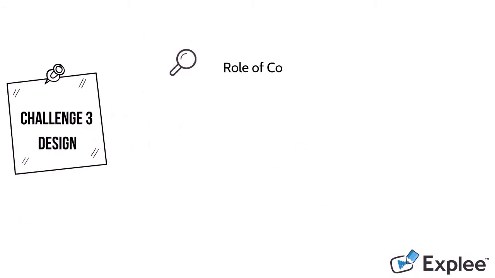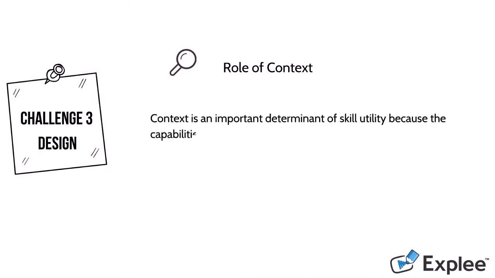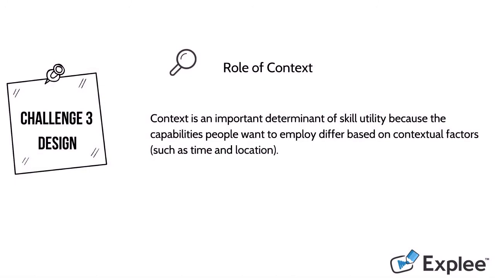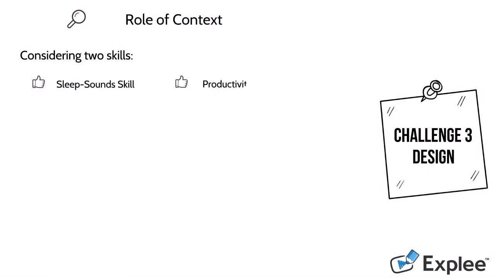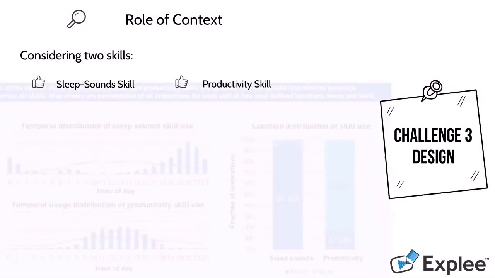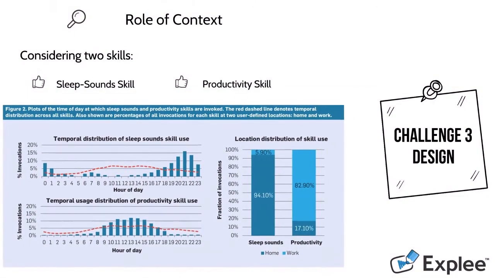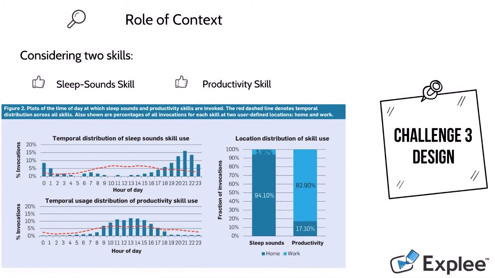Moreover, the role of context is important when designing the skills because the capabilities people want to use differ based on contextual factors, such as time and location. For example, consider two skills: one offering relaxing sounds to help promote sleep, and one focusing on work productivity. The picture shows the Cortana usage logs of these two skills from Microsoft employee volunteers.